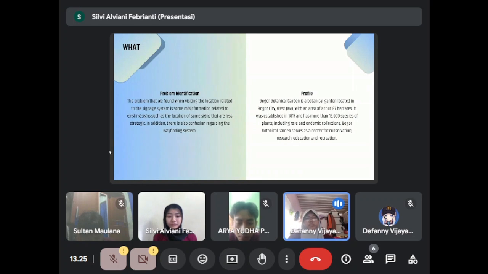For the profile, the Bogor Botanical Garden is a botanical garden located in Bogor City, West Java, with an area of about 87 hectares. It was established in 1817 and has more than 15,000 species of plants, including rare and endemic collections. Bogor Botanical Garden serves as a center for conservation, research, education, and recreation. Next, please.